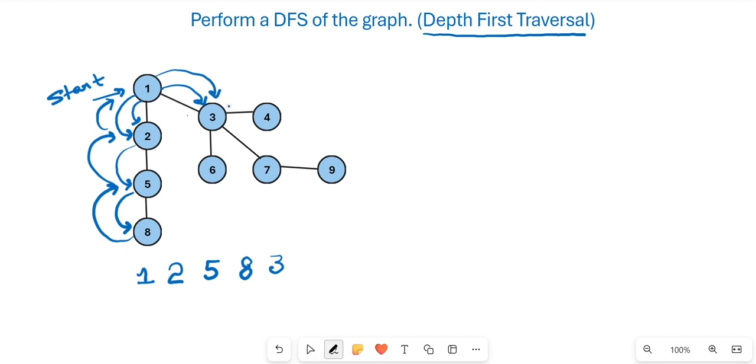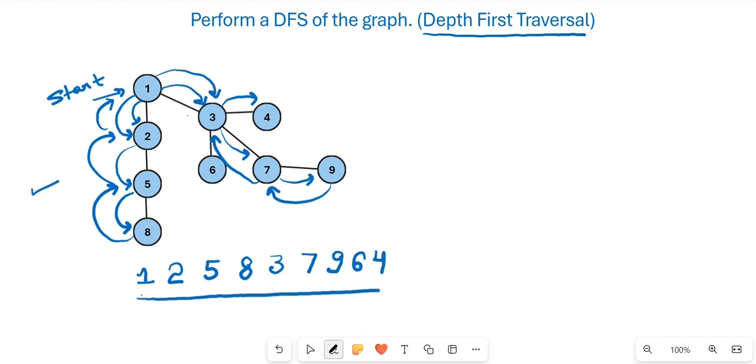And now from 3 we can see that we can go to 4, 6 and 7. Let's move first in the direction of 7. Let's write 7 and from 7 we can move to 9. As we don't have other children for 9 and 7, so we will backtrack to 3. And from 3 we will move to, let's say, 6. Now in last we will move to 4. So this is the DFS traversal of this graph.